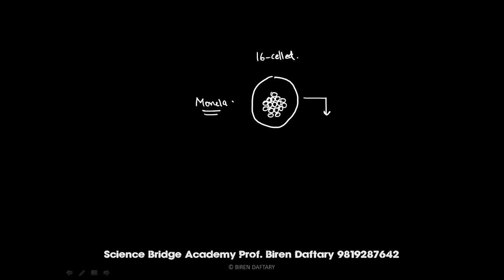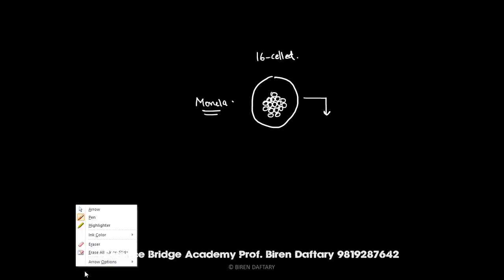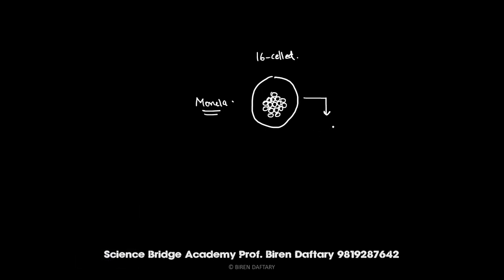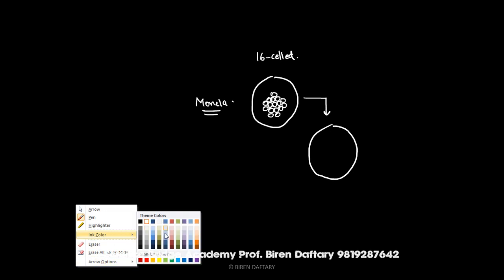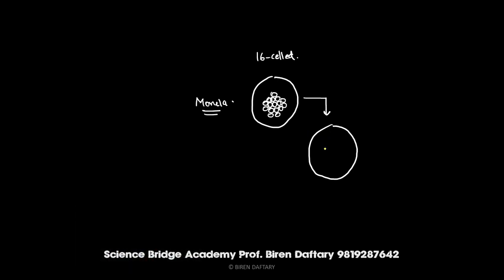This morula will then convert, or the cells of the morula will get differentiated. First of all I'm going to draw the zona pellucida as usual, and after that the blastomeres get differentiated into two types of cells. One is called the outer layer of cells.